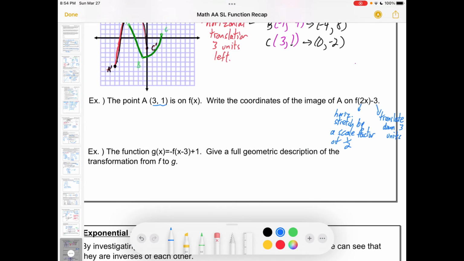Now that we have that info, I think you can probably just think, okay, half is wide. Well, it was 3. Half of 3 is 3/2. 3 units down, well, it was at 1, so it goes down to negative 2.